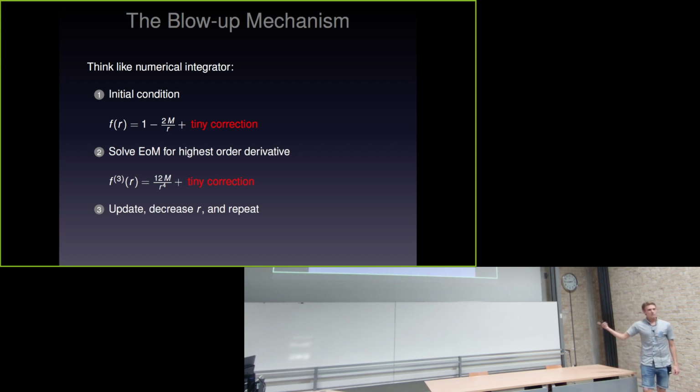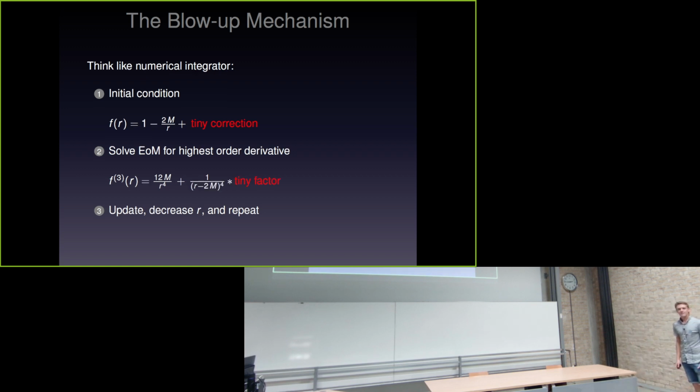You go through this. Where does this blow-up mechanism kick in? It kicks in at this tiny correction over here. Because if you look more closely at what this looks like, it looks like this. So a tiny factor, something that's still very small, exponentially suppressed, times this 1 over r minus 2m to the power 4. And of course, if you are at r equals 3m, this prefactor is meaningless. But as you come closer and closer to r equals 2m, then of course this is a pole, and it starts to become bigger and bigger and bigger.